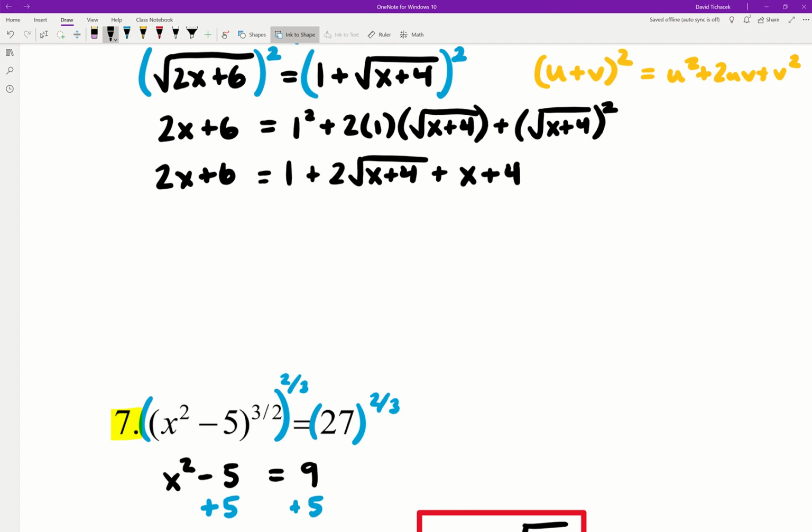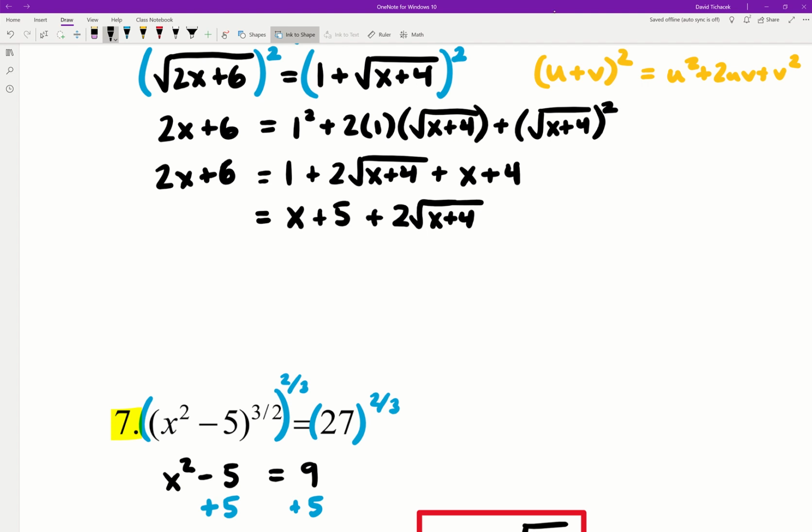Okay, so the right-hand side needs some cleaning up. We can combine some like terms there. So I'm going to rearrange some things here as well. So how about the x that we had remaining there? And then 1 plus 4, that's going to give us 5, and then plus 2 times the radical x plus 4.